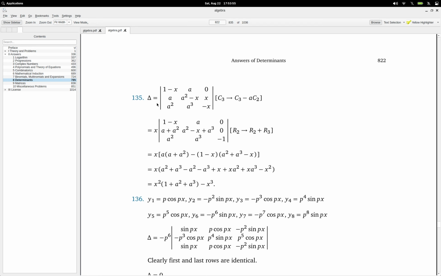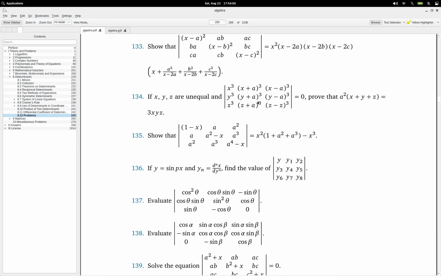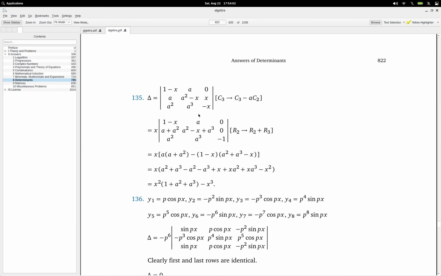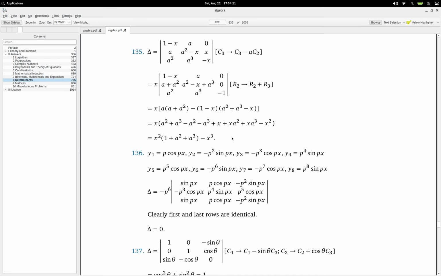So what we do in 135 is we do c3 is equal to c3 minus a c2. So we do a c2, so we get a 0, we get x, and we get minus x. So we take x common. So this will be 1, and this will be minus 1. Then we do R2 is equal to R2 plus R3, so that we get a 0 here, and we have minus 1 here. After that, it is a matter of expansion and simplification, nothing complicated.